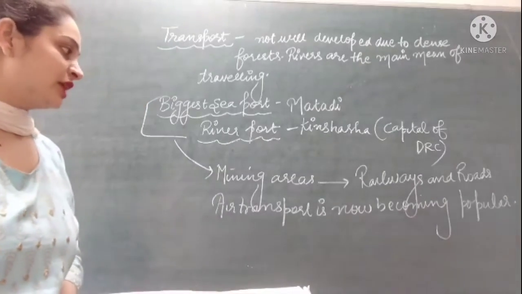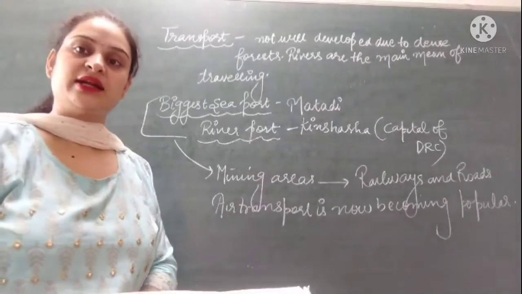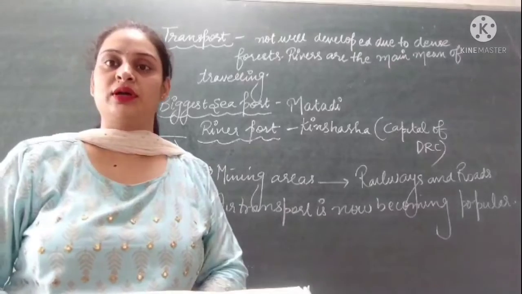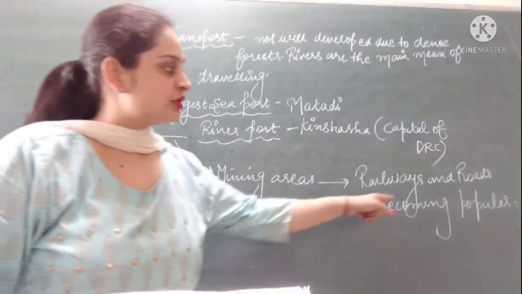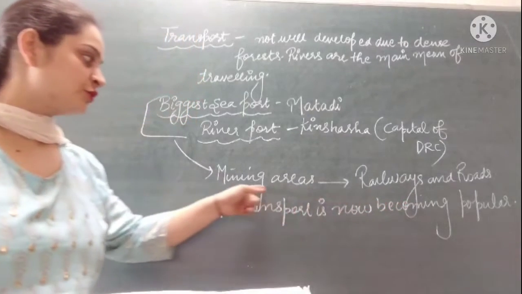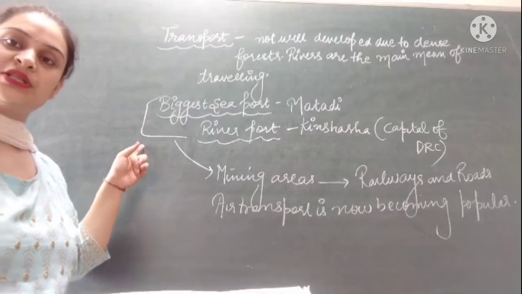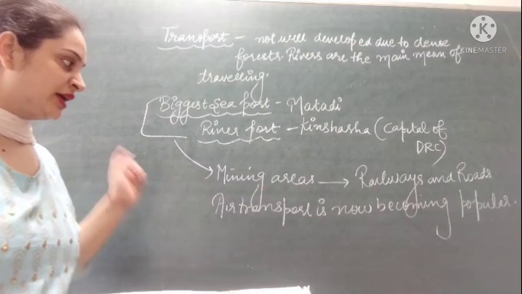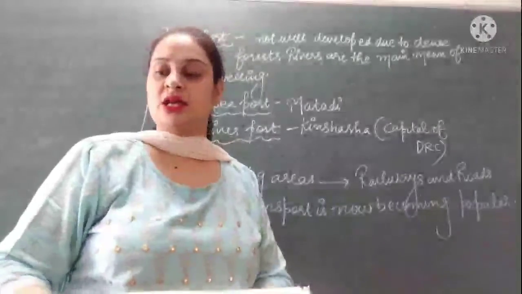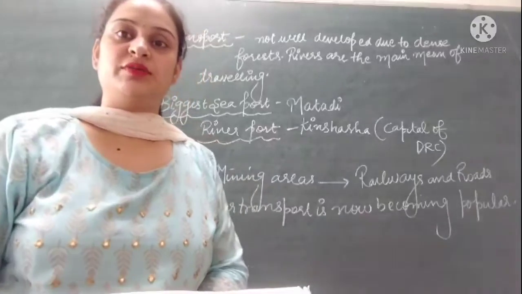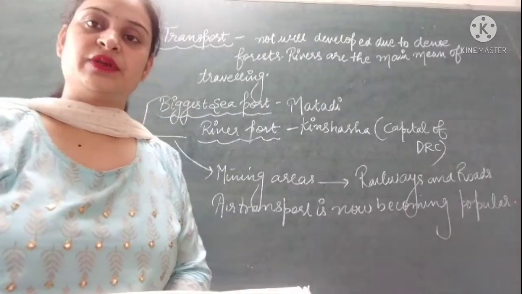So this is about the transport system, and nowadays air transport is becoming very popular in DRC because using these other methods of transport is very time consuming. That's why air transport is now becoming popular in DRC. So this was all about your chapter. We have discussed the different features of DRC.